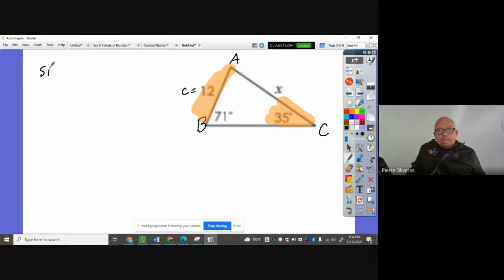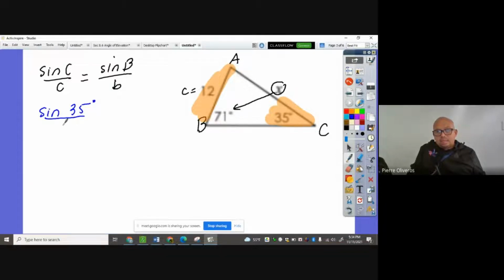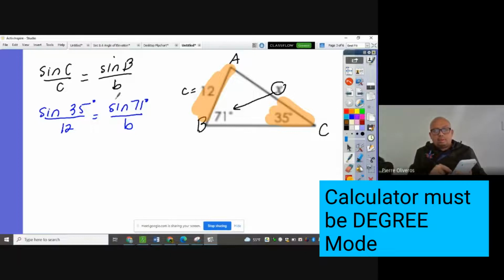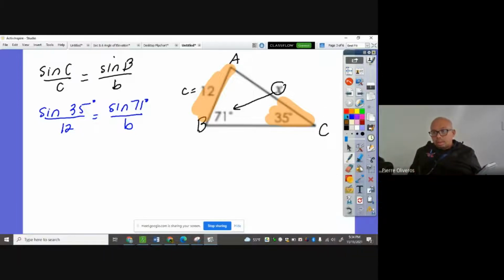So we can say that sine C over C is equal to, since we're looking for x, which happens to be opposite to angle B, sine B over side B. So sine C is 35, and C is 12, is equal to sine angle B, which is 71, over x, or just B. Remember when you are solving, go to mode, double check radian or degree, enter the degree, and then second mode to quit out. We will need to cross multiply this.